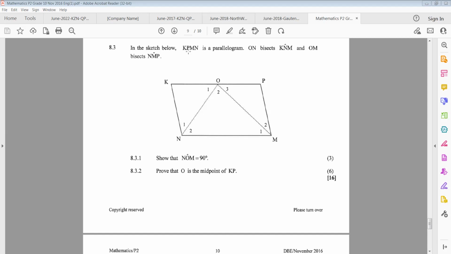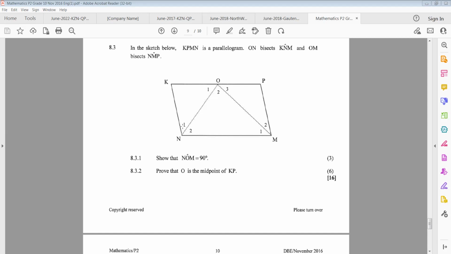Now, when you are proving, we have a parallelogram. So remember the properties of a parallelogram are also going to be used to prove this. To prove this, we want to show that NOM is equal to 90 degrees. Where is NOM? NOM is this angle. That's O2. Angle O2 is what we want to show is 90 degrees. So how do you go about that?